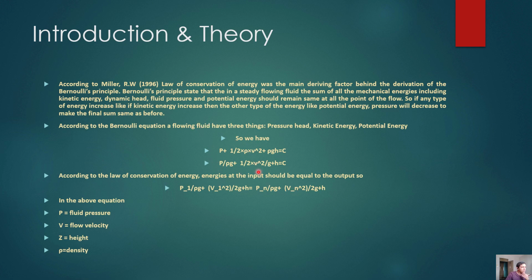So, what is the formula for Bernoulli's equation? It can be given in three or four forms, but most generally, it is P over rho g plus V squared over 2g plus h, where h is height, V is velocity, P is pressure, and rho is the density of the fluid.